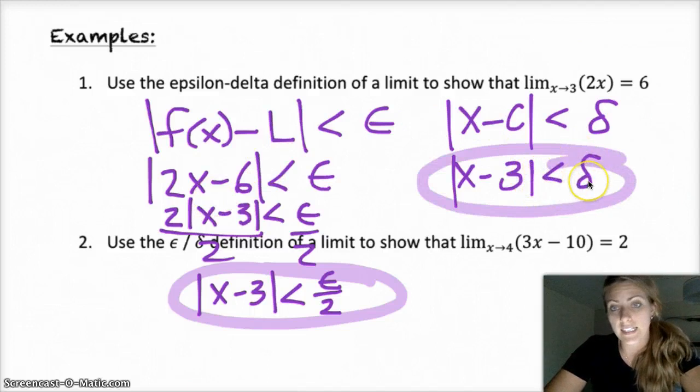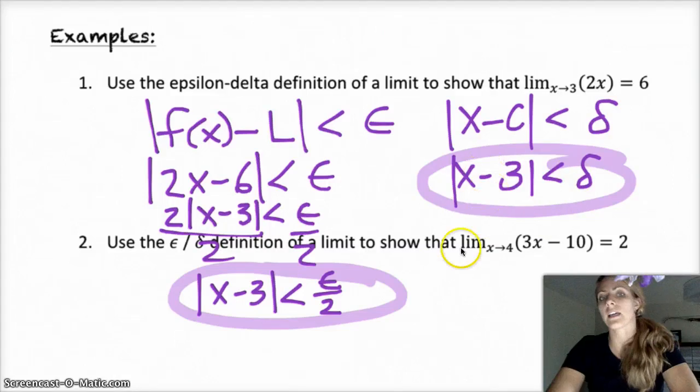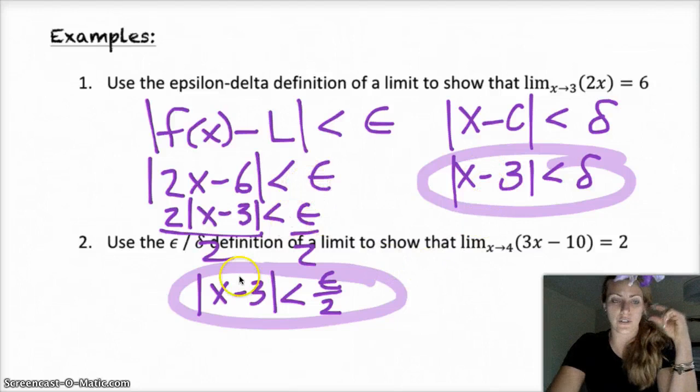So the idea is if delta is less than epsilon over 2, I can sufficiently prove it. If you give me 0.1 as epsilon, then I can give you a delta of 0.1 divided by 2, or 0.05, that gives me a smaller value and is getting us closer and closer to that limit.